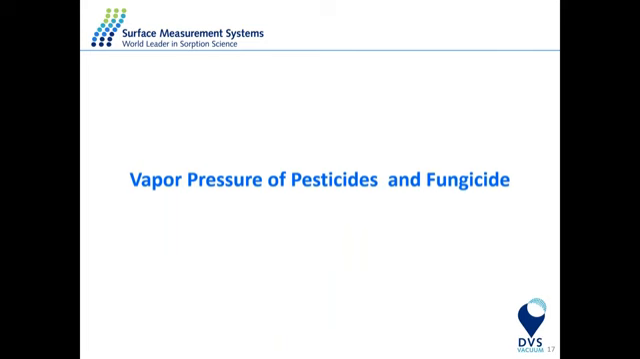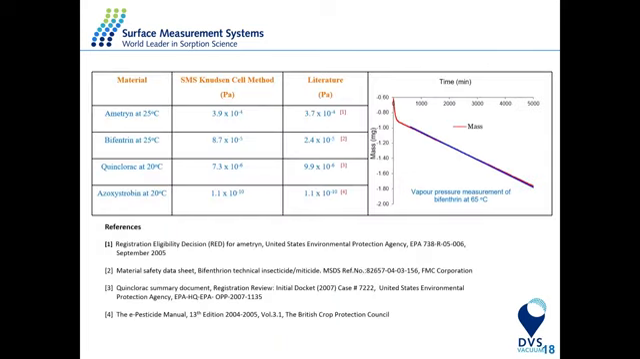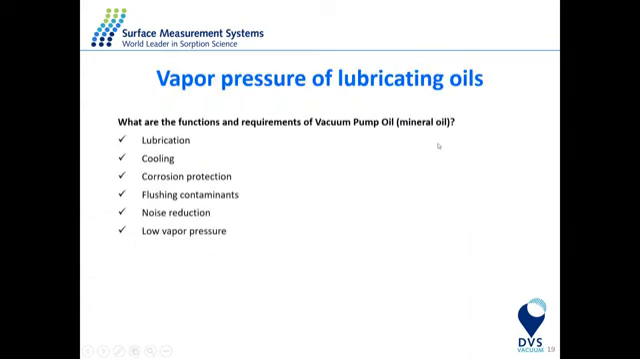Now, another example of this method is the vapor pressure of chemicals like pesticides and fungicides. These are environmental, to tackle the environmental issues. So we look at 4 different pesticides: ametryn, bifenthrin, chlorothalonil, and azoxystrobin. Again, the Knudsen method and the literature values are in very good agreement, and you can go down to about 10 to the minus 10 Pascal. So again, it's just an example of one of these mass data here. It's a very useful method. Again, another interesting application is the vapor pressure of greases or lubricating oils.